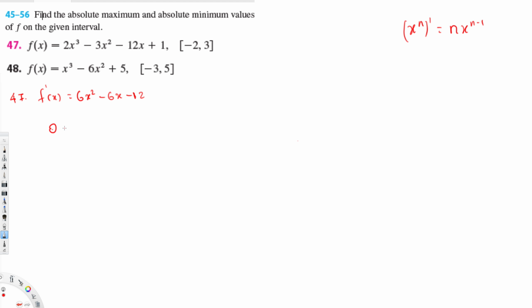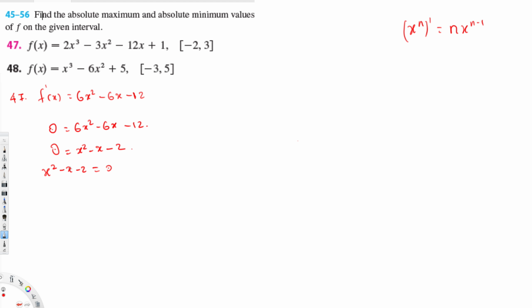So if I equalize this to 0, I have 6x squared minus 6x minus 12. From the look of this, I can simplify by dividing everything by 6. If I divide 0 by 6, it's still going to be 0. If I divide this side by 6, it's going to be x squared minus x minus 2. Then I can factorize this one. I bring it to the other side: x squared minus x minus 2 equals 0.